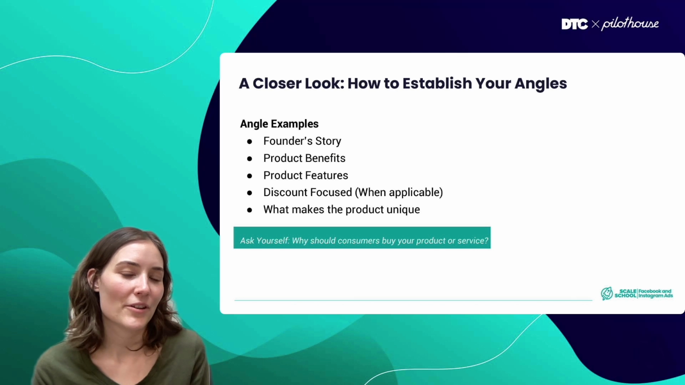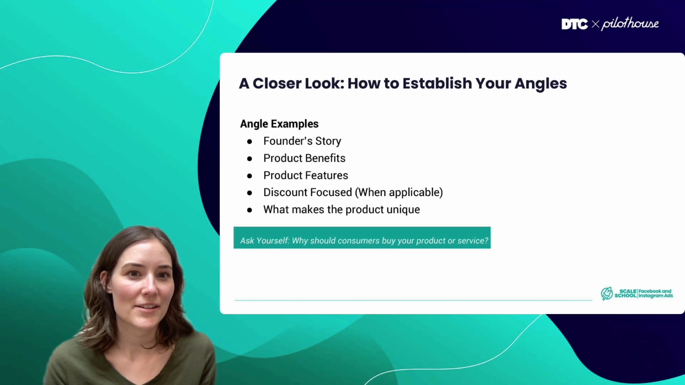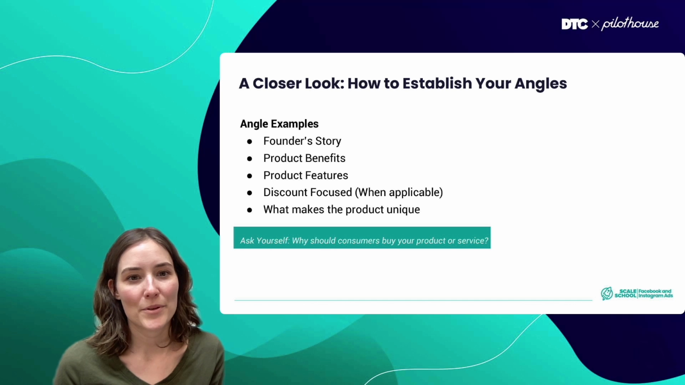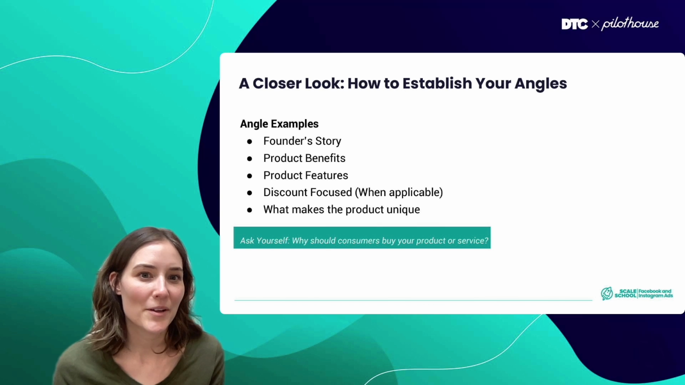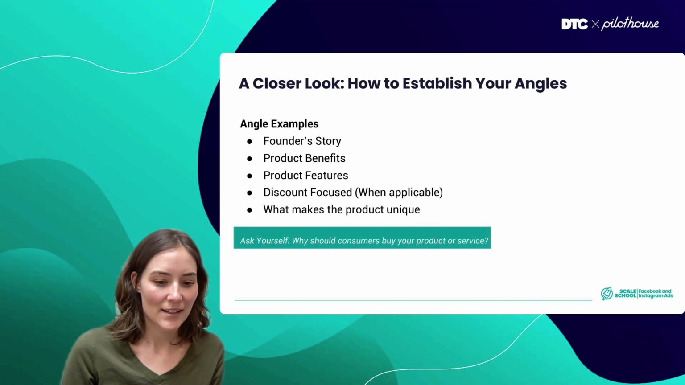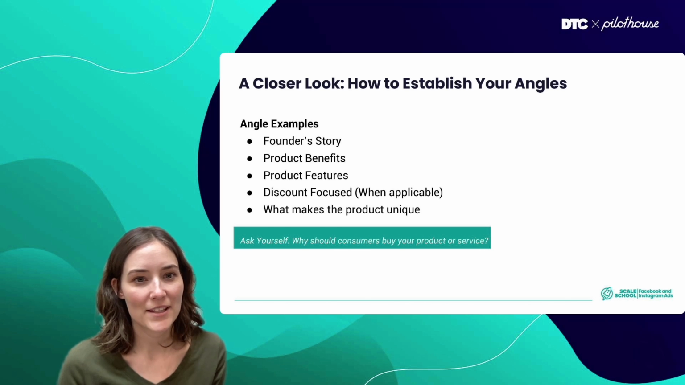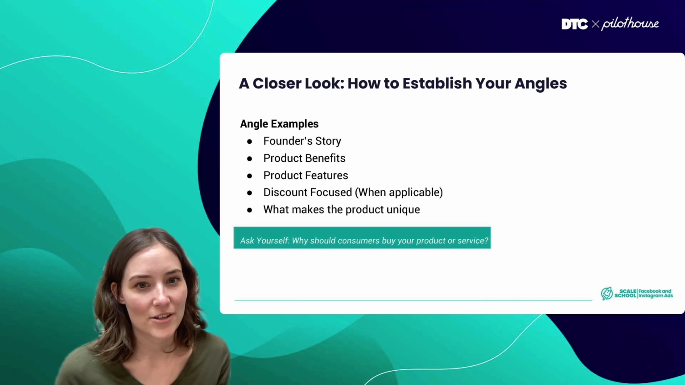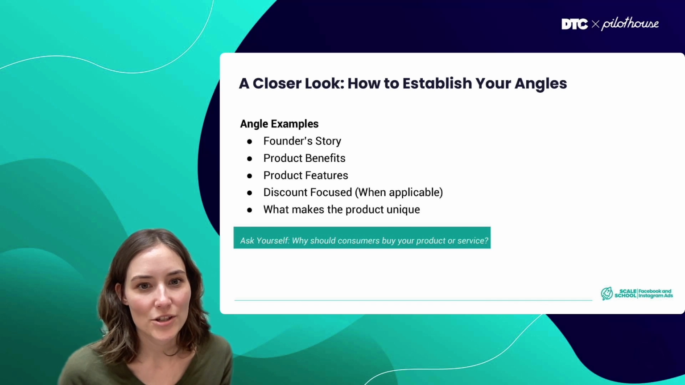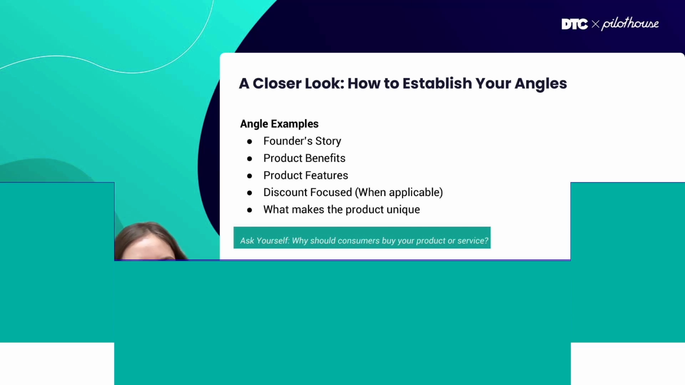Let's take a closer look at how to establish your angles. So here are some angle examples: founder story, product benefits, product features, discount focused when applicable, and what makes your product unique. Your angle should give a convincing reason for your potential customer to take action. Your angle should be your unique features or benefits of your product. Always ask yourself, why should consumers buy your product or service?